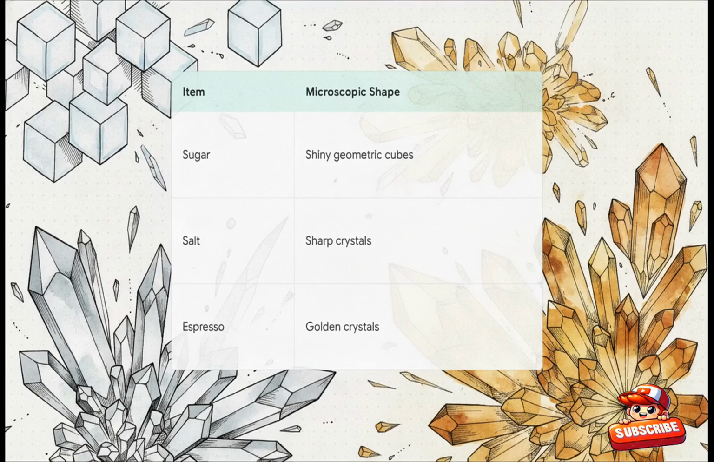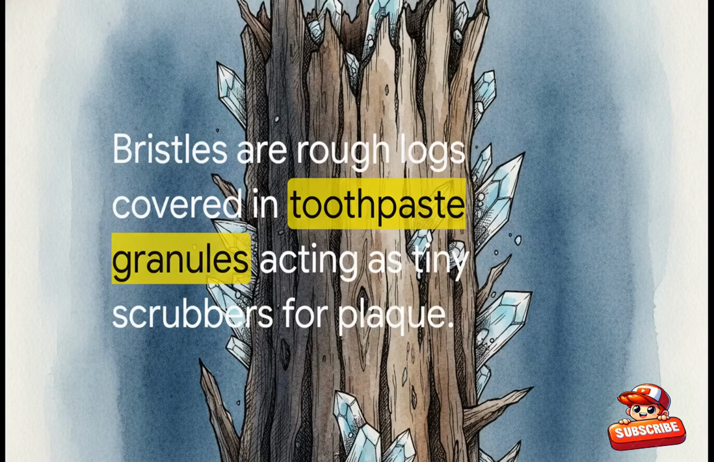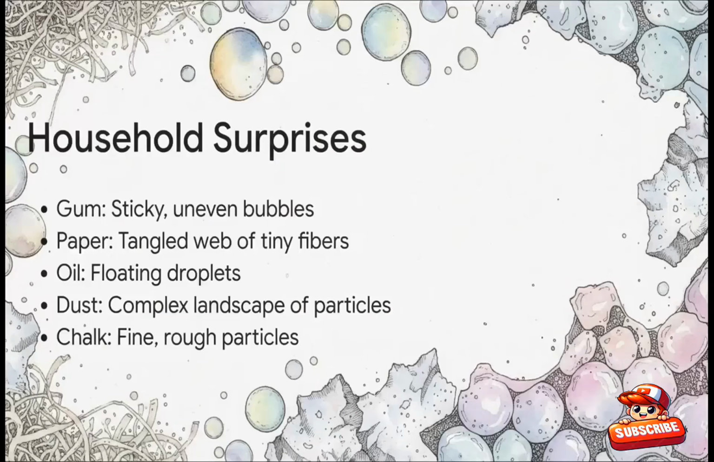Now think about your morning routine, because you might never look at it the same way again. Toothbrush bristles are definitely not the smooth, polished cylinders they appear to be. Under a microscope, they honestly look like rough, uneven logs. And those little bits of debris you see clinging to them? Yeah, that's leftover toothpaste. But here's the amazing part. Toothpaste isn't just a smooth paste. It's actually packed with tiny granules that function as microscopic scrubbers to physically scrape the plaque right off your teeth. Honestly, nothing in our homes is as simple as it appears.